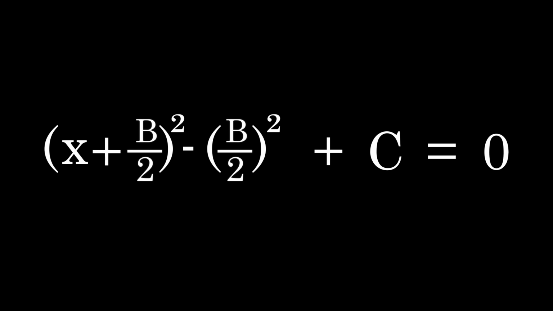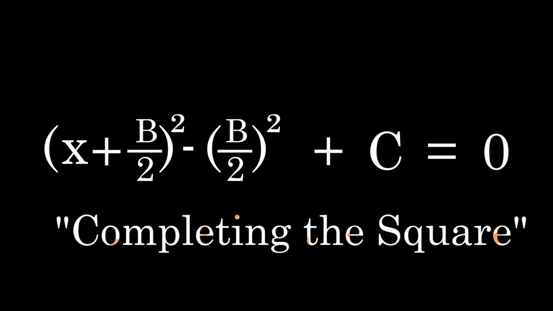When we get a quadratic that looks like this, where we've combined our first and second term, we say that we've completed the square. Maybe you've heard that term before, but that's where it gets its name from.